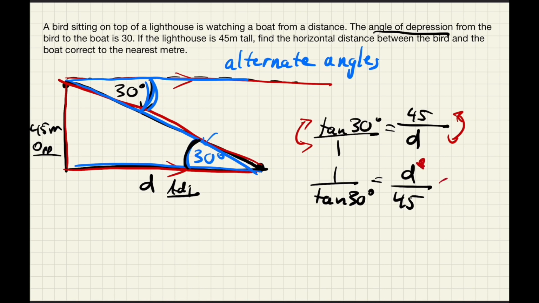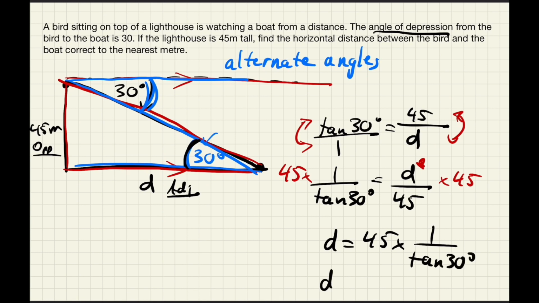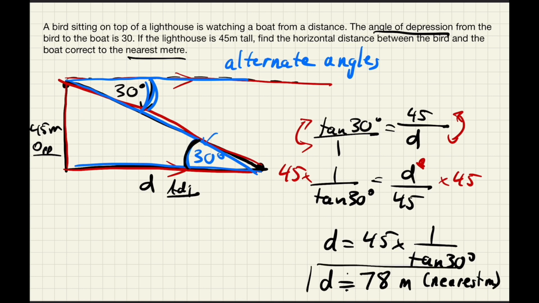Now, let's solve. All we need to do is times 45 across. So then we'll have D is equal to 45 times 1 on tan 30. And then when we get that, we'll get D is approximately equal to, remembering we need to find this to our nearest meter, so I'm just going to go straight to the answer. It's going to be approximately equal to 78 meters. And once again, let's indicate what we are rounding to.